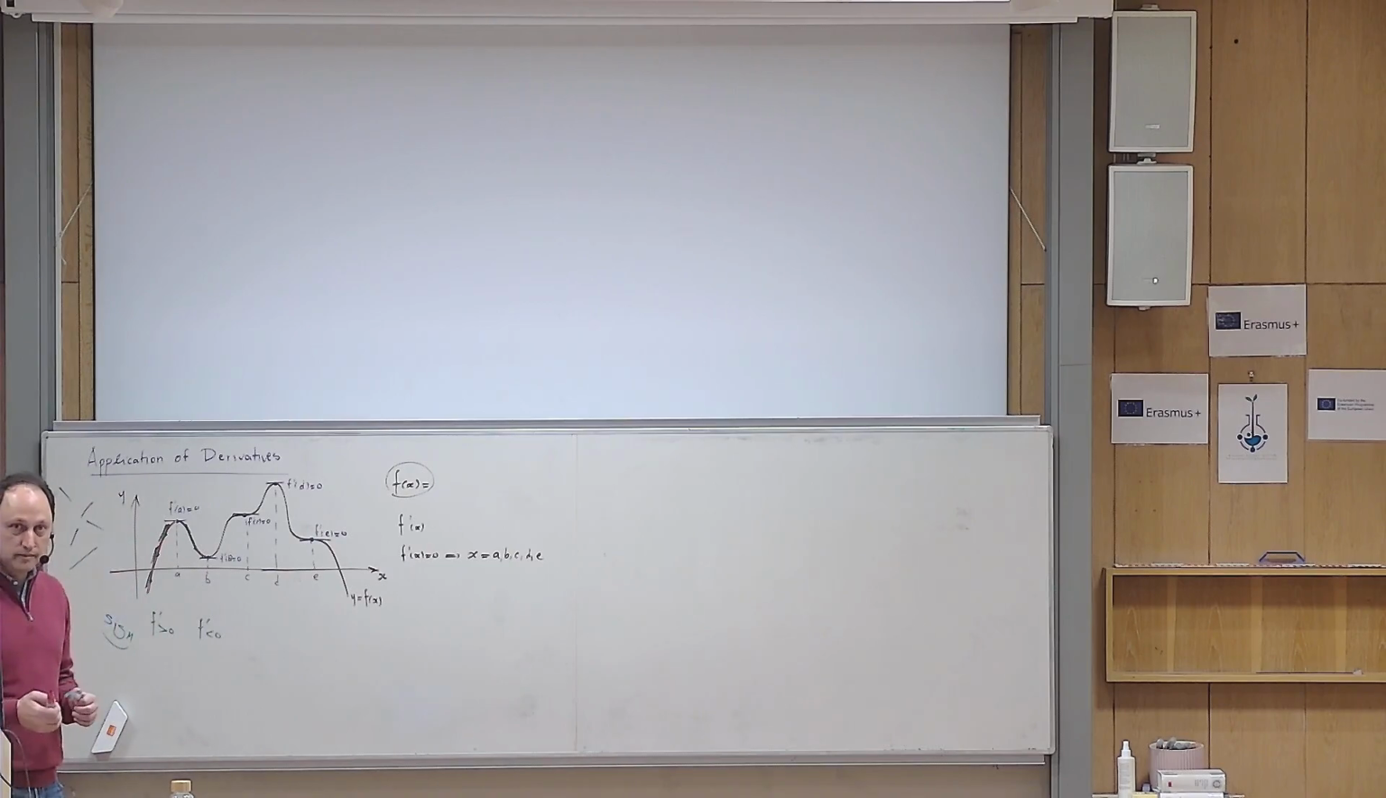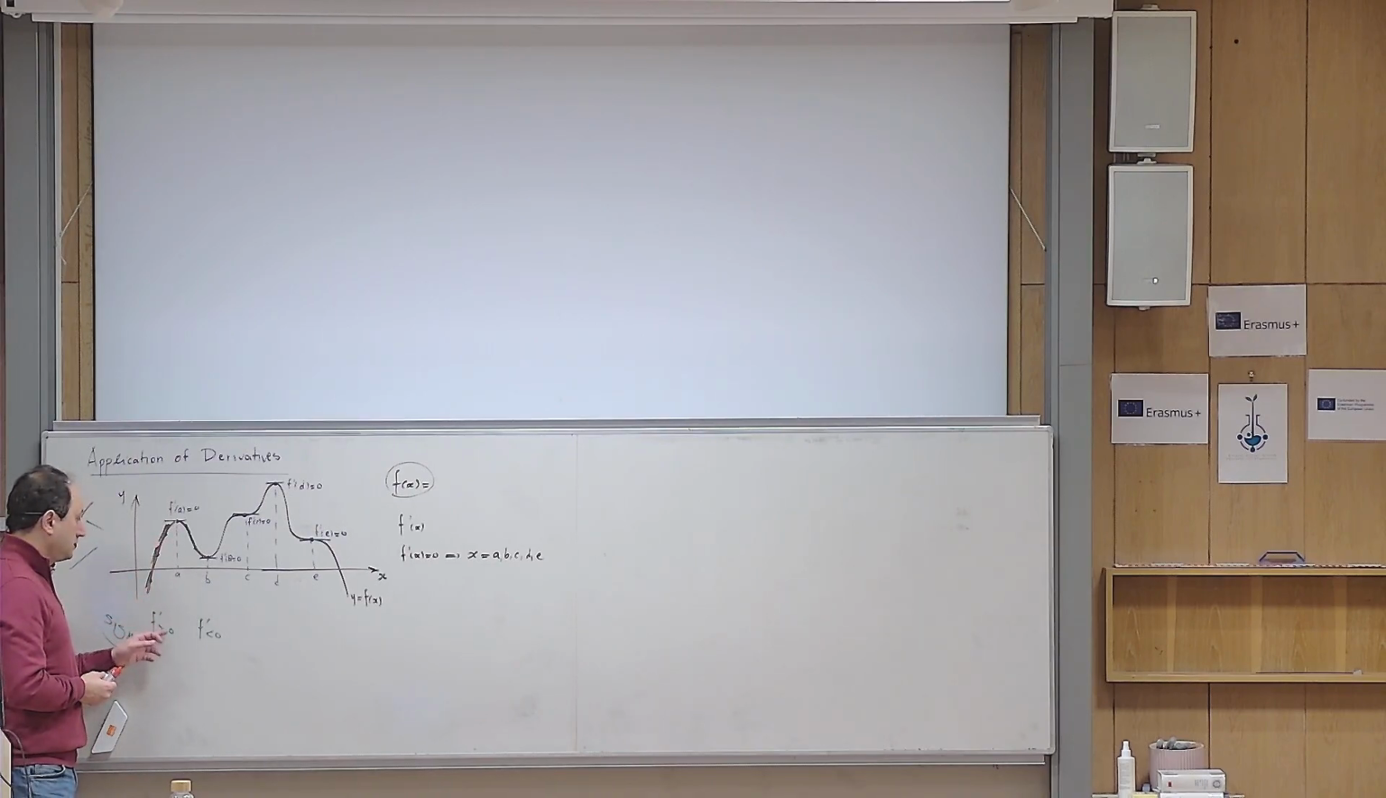Is that understandable? So we realize that on the increasing part the derivative is positive, or if the derivative is positive, I know that my function is increasing. And if the derivative is negative, my function is decreasing, or on the decreasing part, the derivative is negative. Is that clear? Okay, now we can understand that.